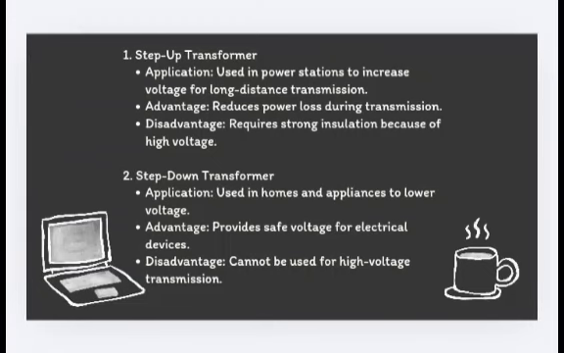A step-up transformer increases voltage and is commonly used in power plants for long-distance transmission. Its advantage is reducing energy loss, while a disadvantage is the need for better insulation due to high voltage. On the other hand, a step-down transformer decreases voltage for household appliances and electrical devices. Its advantage is providing safer voltage, but it is not suitable for transmitting electricity over long distances.